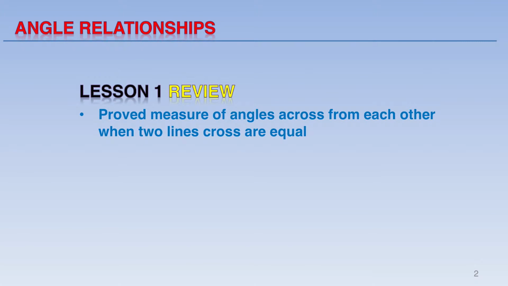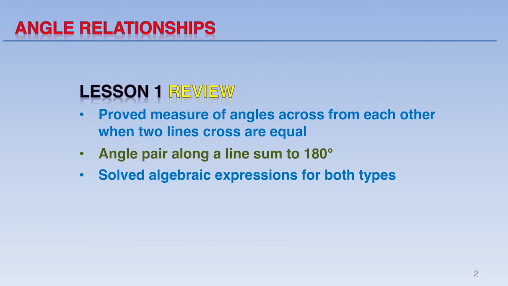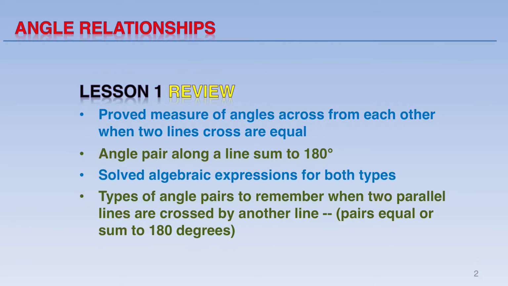Lesson 1 review: we proved that the measure of angles across from each other when two lines cross are equal. We also looked at a pair along a straight line that summed to 180 degrees. We proved that. And we solved some algebraic expressions, both simple and a little bit complex, for both of those pairs of angles. Lastly, we talked about that there are a number of pairs that have to be remembered, and we're going to look at those in this lesson. And each of those pairs, either they're equal to each other or they sum to 180 degrees.